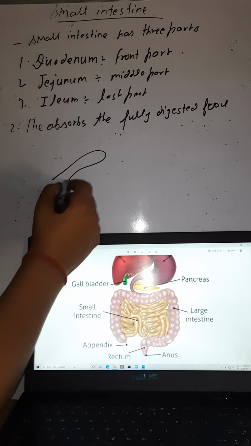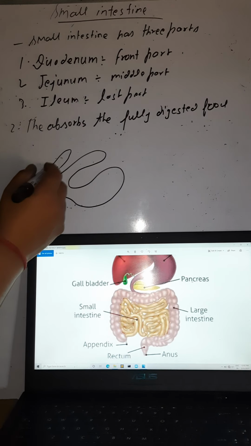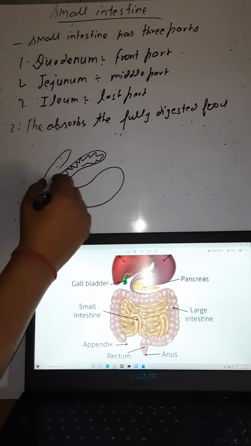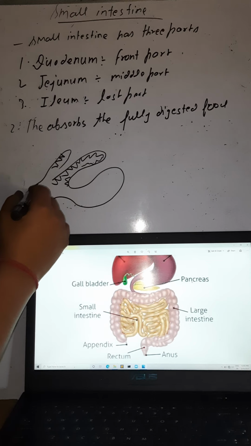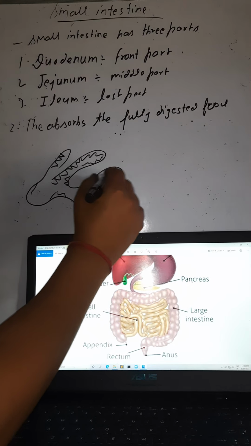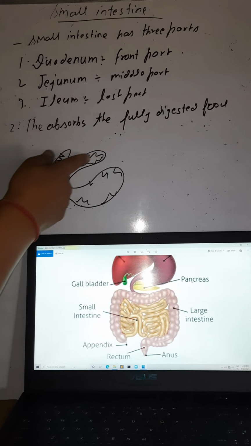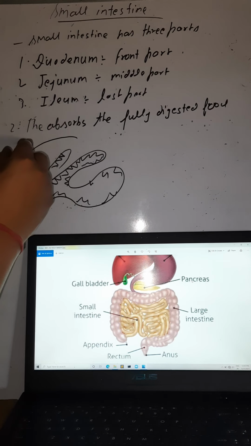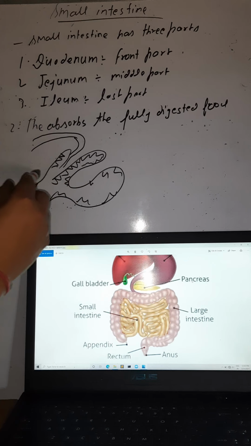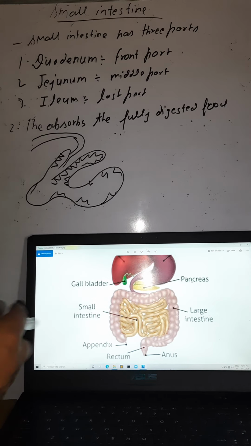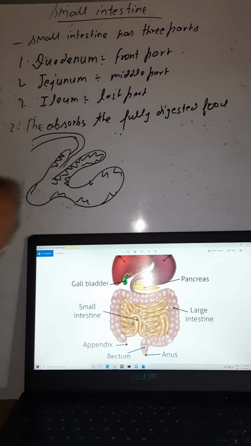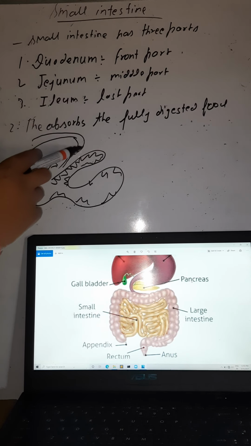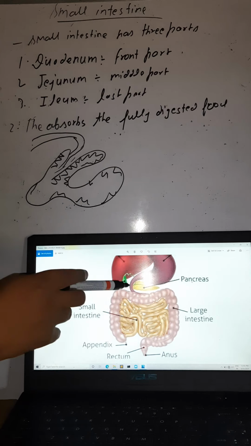Suppose this is the jejunum. Inside the jejunum there are small villi-like, finger-like structures. These finger-like structures are there in the jejunum part, the middle part. When the digested food enters the jejunum, all the components which have been digested, like protein, carbohydrate, vitamins, minerals, have been digested by the duodenum part. So now the completely digested food enters the middle part, that is called the jejunum.